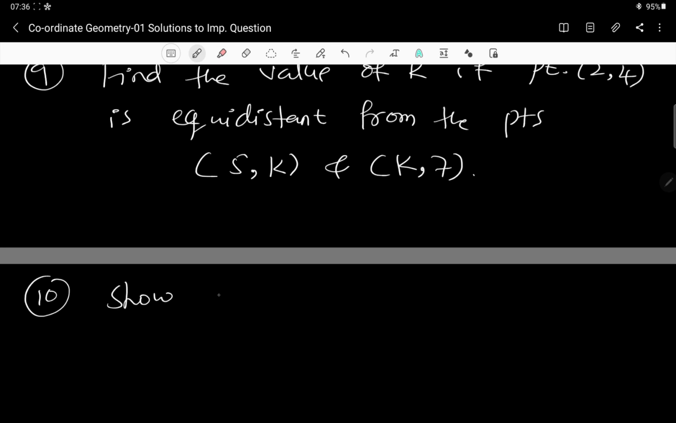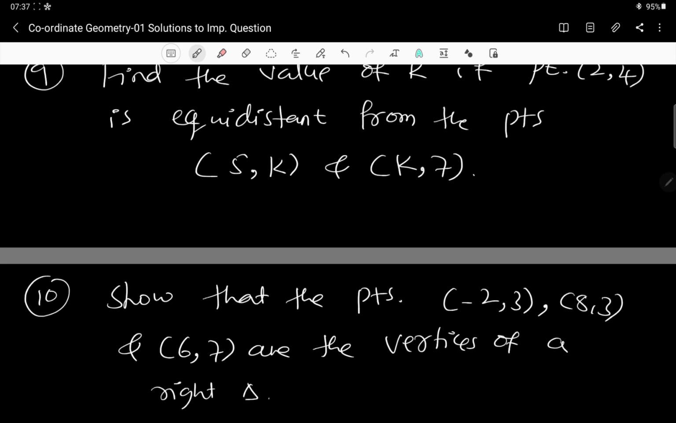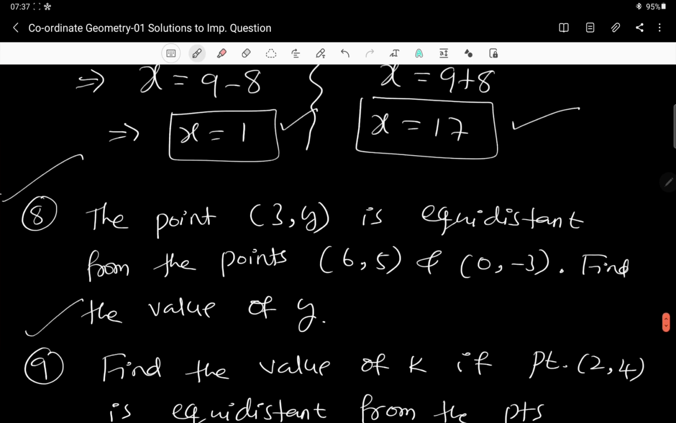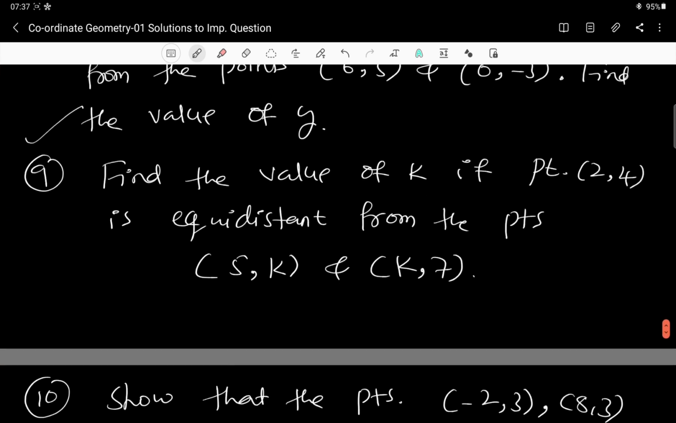And the tenth question, you do this question, so that you will get a complete feel of this. Show that the points (minus 2, 3), (8, 3) and (6, 7) are the vertices of a right triangle. All right, so eighth one, ninth one, tenth one. Eighth and ninth you are going to comment in the comment section, and this tenth question you are going to prove. If any doubts are there, then also you comment them. In the next video I'll be solving all your doubts of the eighth, ninth and tenth questions.